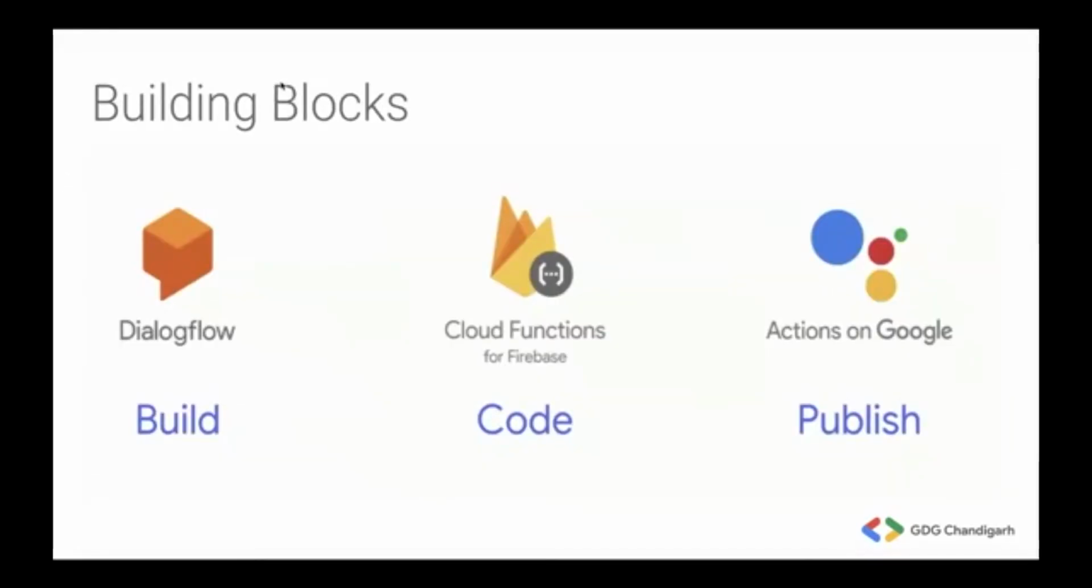Okay, so before again jumping into the practical, let's understand how we can build these things. Firstly, I want to clear that no coding is required if you want to build your action. Whenever we learn something there are basic blocks, right? Building blocks are there. So in AOG we do have some building blocks. Here we have these three building blocks, that is Dialogflow, Cloud, Actions on Google.